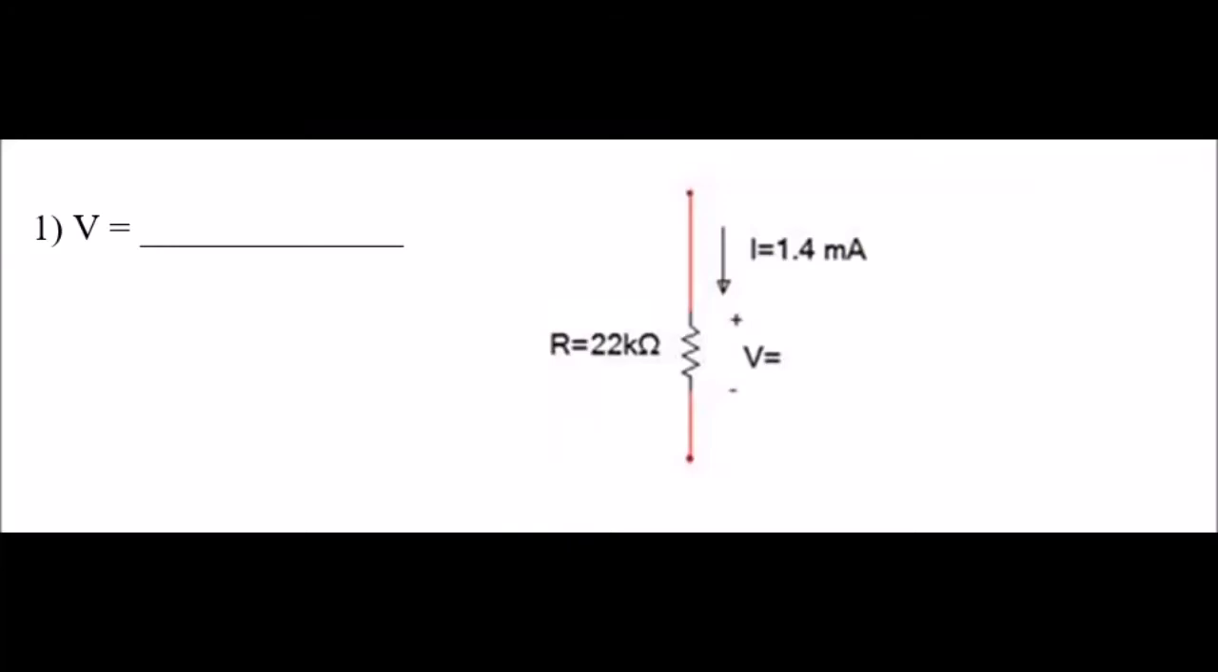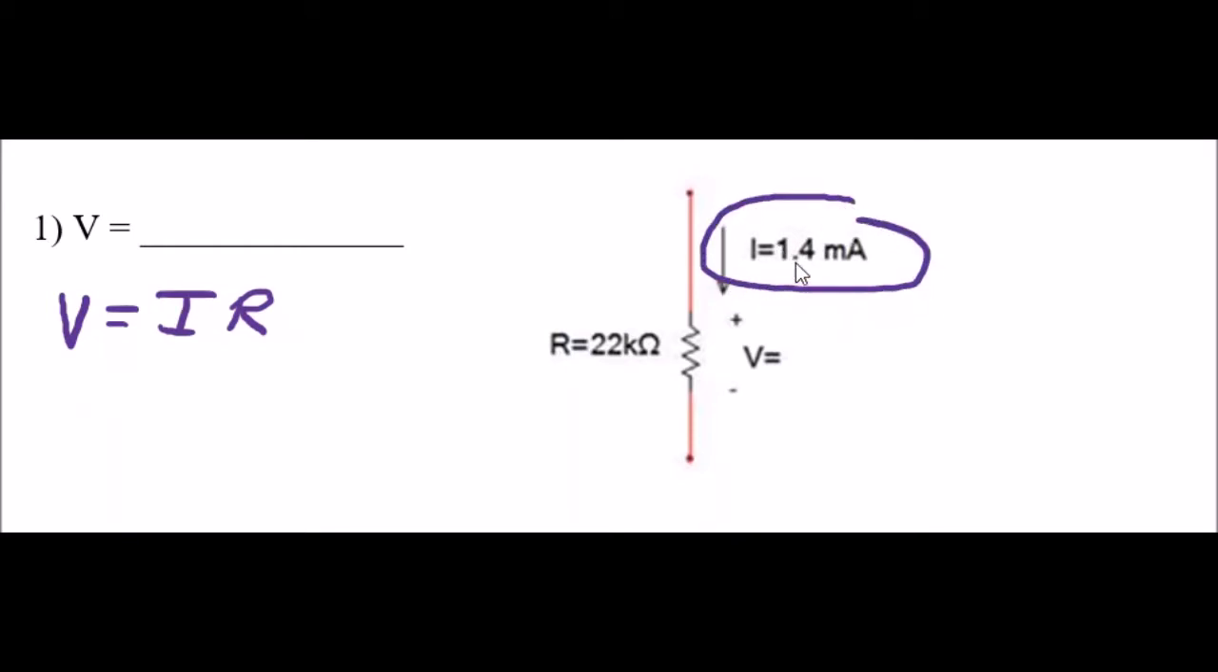In this first question, I am asked to find the voltage, and I'm given this little piece of a circuit right here, and I'm just going to use Ohm's law, V equals IR. So I do not know the voltage, but I know that the current, it says right here, I is, of course, current is 1.4 milliamps. A milliamp is a thousandth of an amp, so I have to move the decimal point 3 places over.